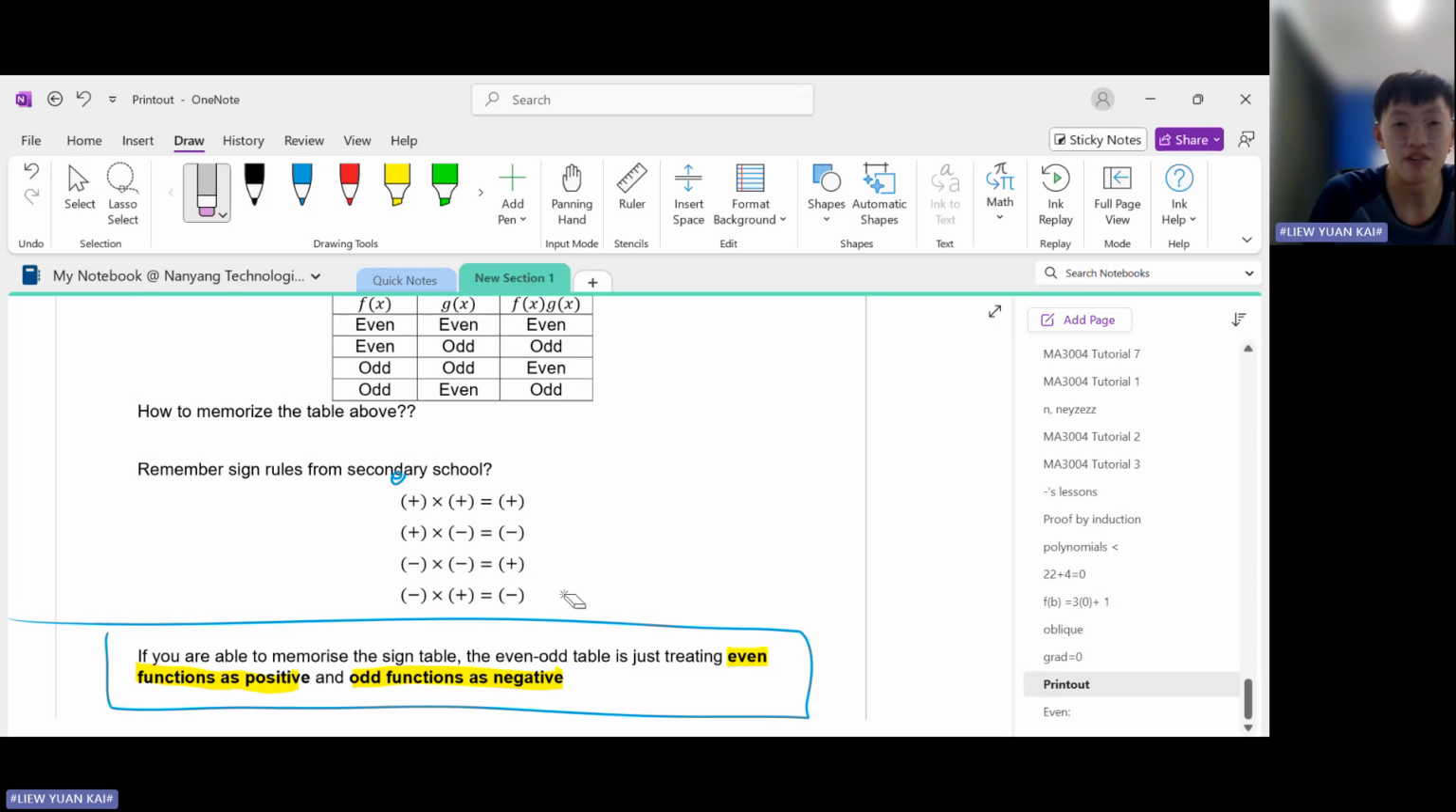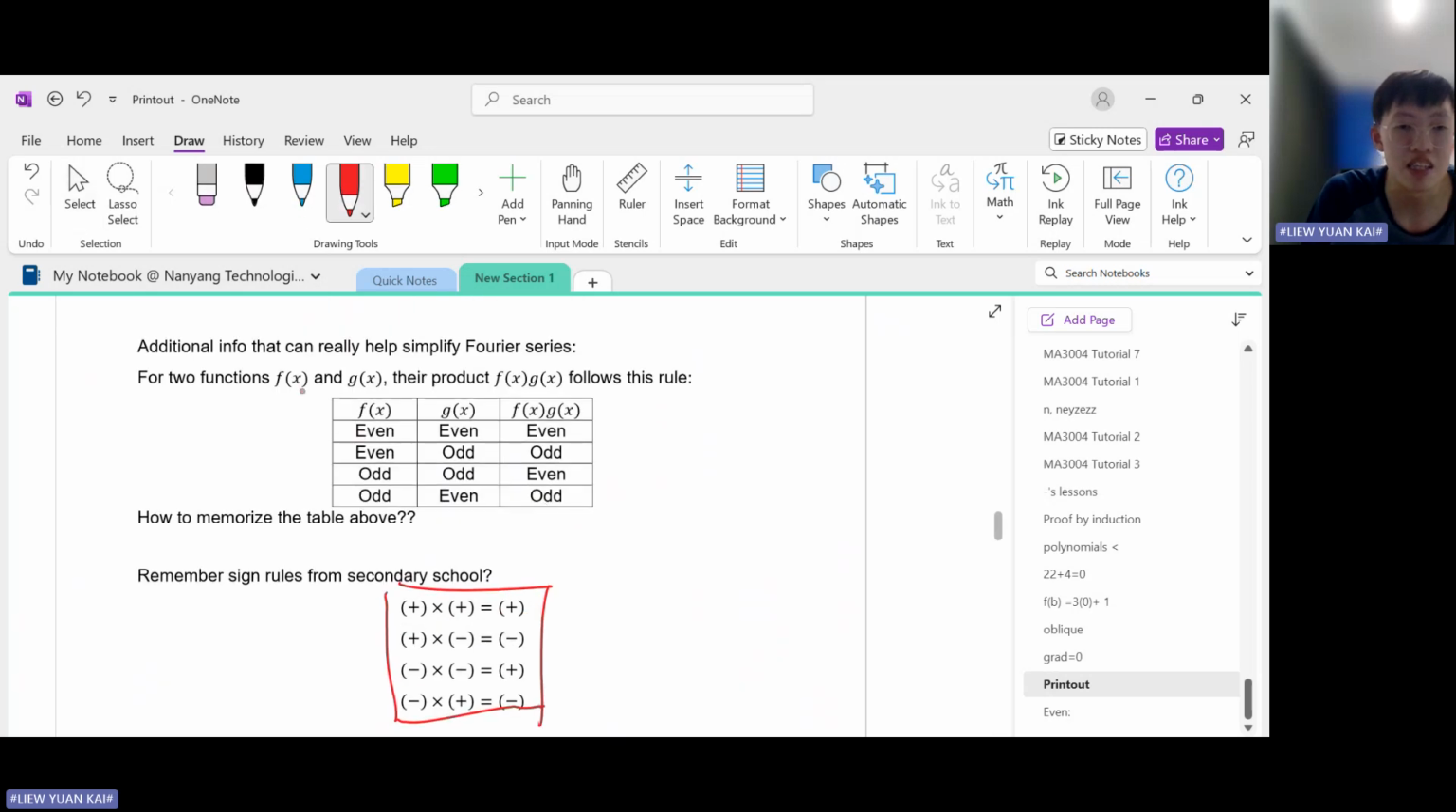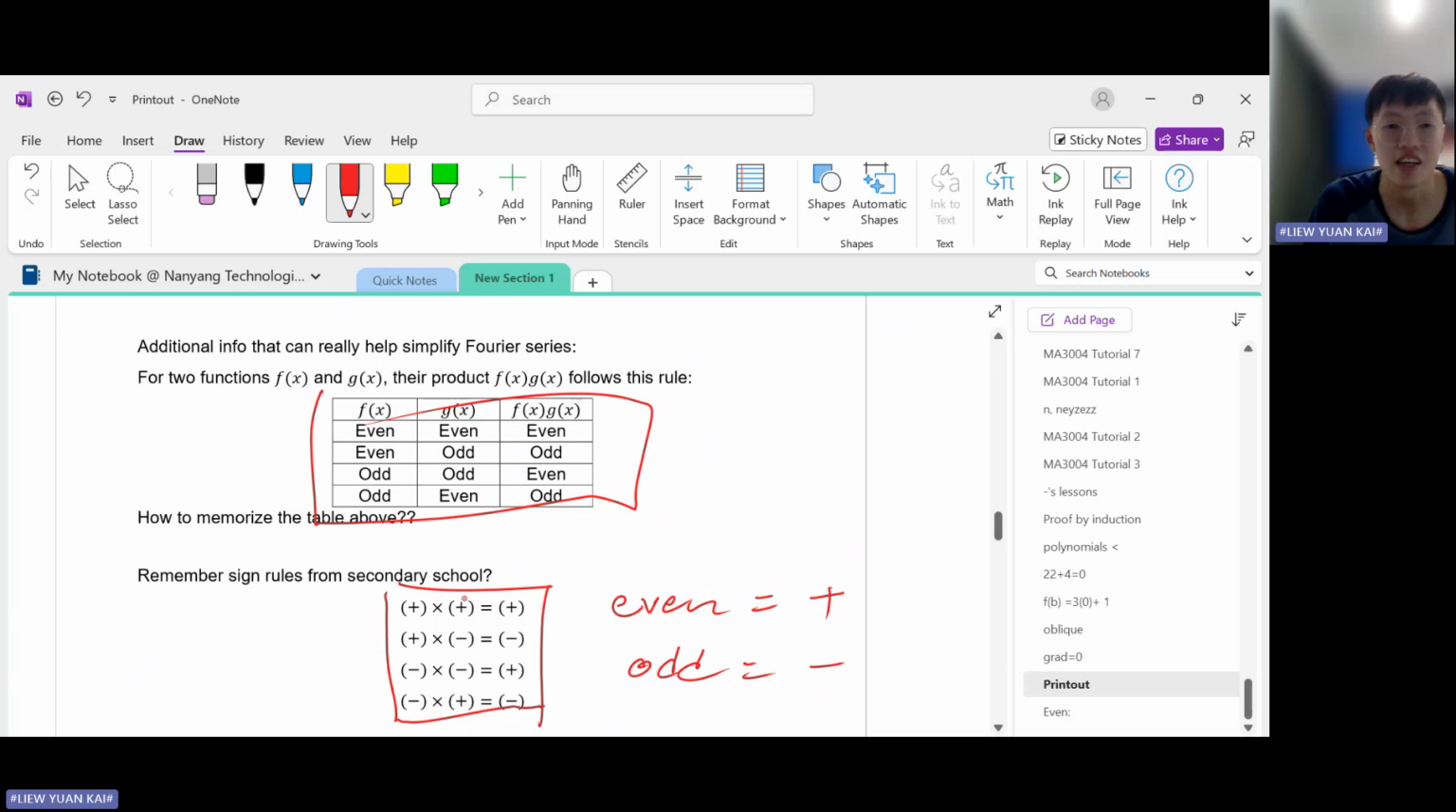All of us are very familiar with this table already. Plus times plus is plus, plus times minus is minus, minus times minus is plus, minus times plus is minus. So the next step to remembering this table is simply remembering that even corresponds to the plus and odd corresponds to the minus. Then you can just swap out all positives with even function and all negatives with odd function. All the negatives correspond to odd function, all the positives correspond to even function. And then you will remember this table.